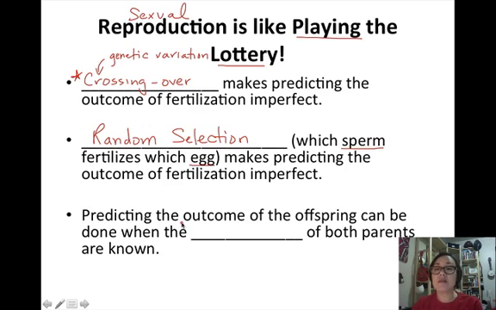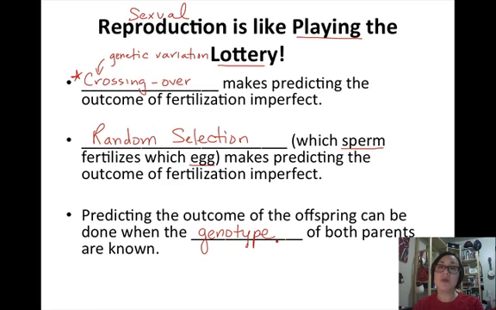Lastly, predicting the outcome of the offspring can be done when the genotype of both parents are known. So we can increase the likelihood of figuring out what we are actually going to get when we know what the genes or the alleles or the genotypes actually are of both parents before we actually do our cross.